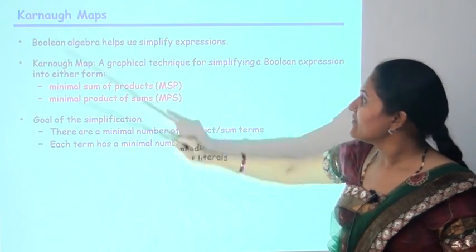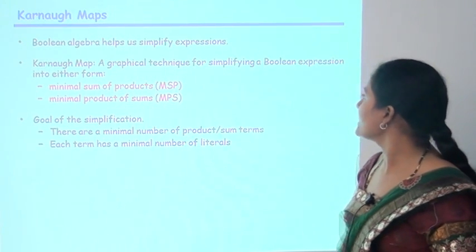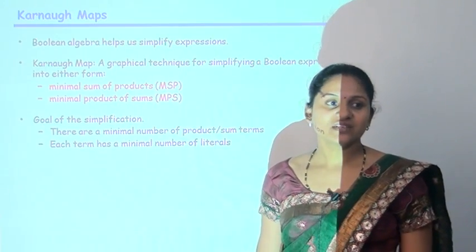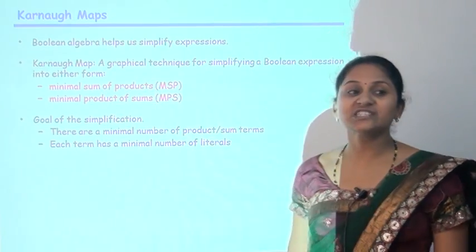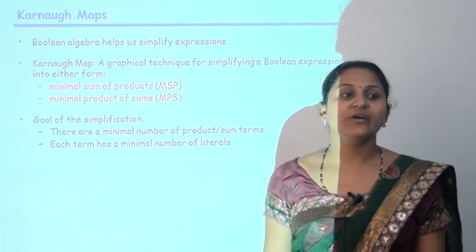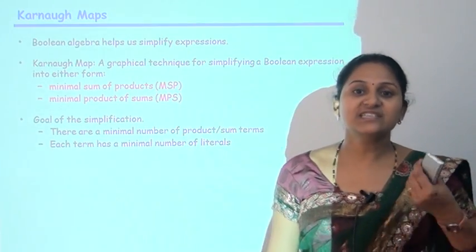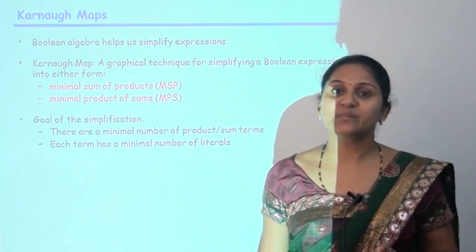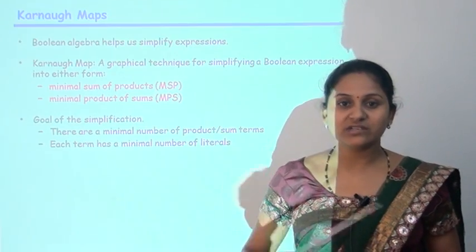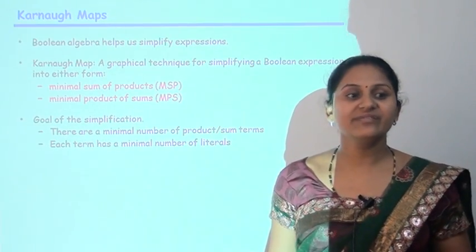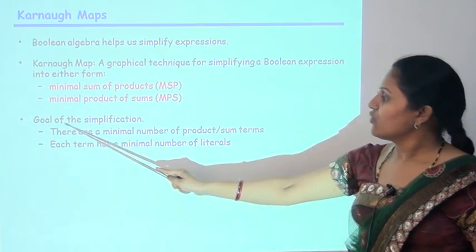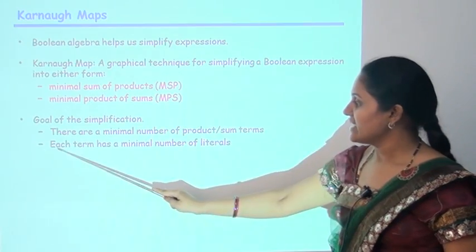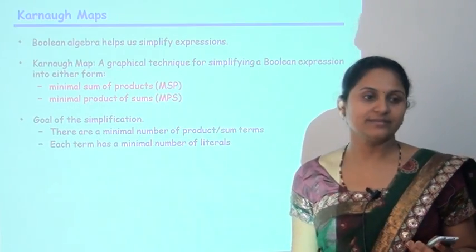This map is a graphical technique for simplifying a Boolean expression into its minimal sum of products or minimal product of sums. So why do we go for simplification? Our main goal is, first, to have a minimum number of sum terms, and second, a minimum number of literals. So the goal of simplification is to have a minimal number of product or sum terms, and each term should have a minimal number of literals.